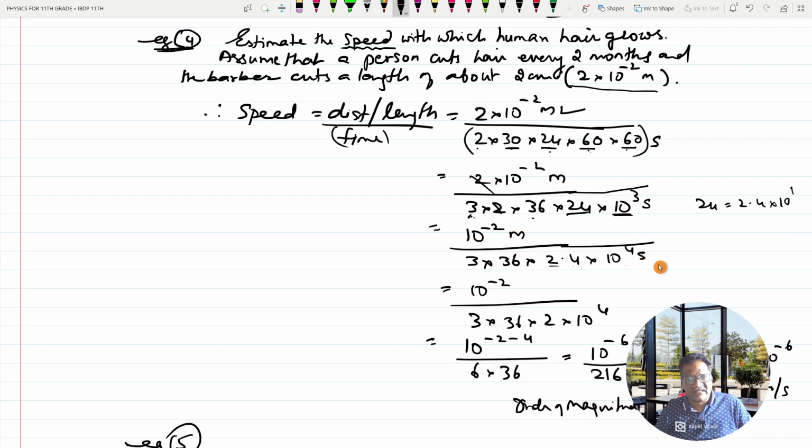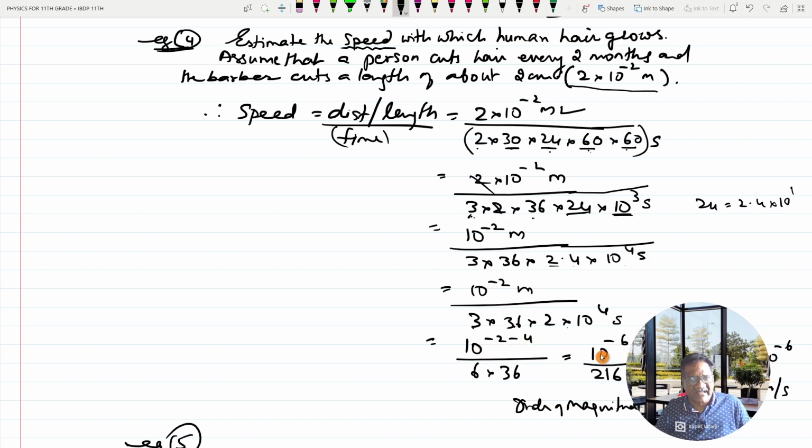So this is seconds. Now you get 10 to minus 2 meter upon 3 into 36 into, now this is 2.4 into 10 to 4, right? So 2.4 can be rounded up to 2, right? I can write 2 instead of 2.4 into 10 to 4 seconds, right? Now this will work out to 10 raised to minus 2. This 10 raised to 4, if I take up in the denominator, it will become 10 raised to minus 2 minus 4, right? That happens to be 10 raised to minus 6.